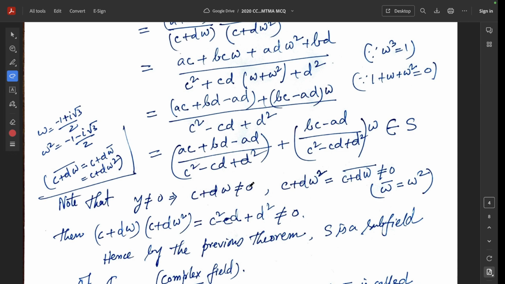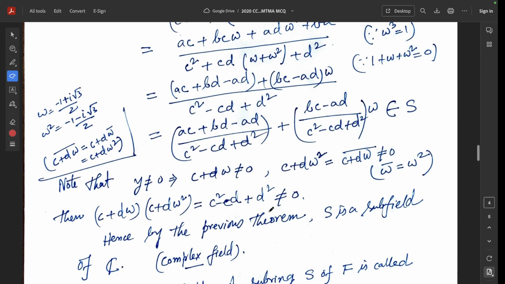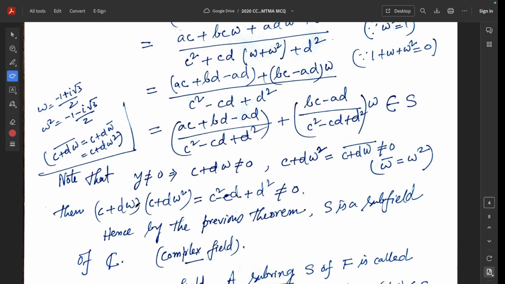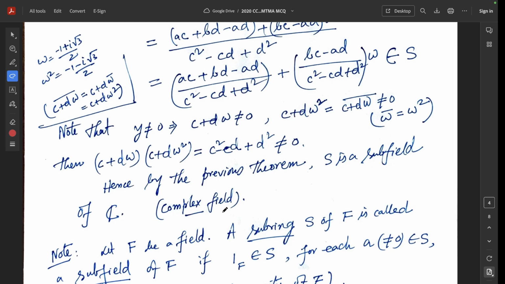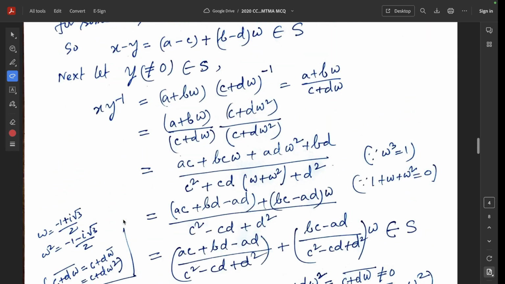So C plus D omega is not equal to 0, as well as C plus D omega square is also not equal to 0, and multiplying these, we get C square minus CD plus D square. So this is not equal to 0, this is not equal to 0, so this is not equal to 0. So the denominator is not equal to 0. Hence this element belongs to the set S. Hence by the previous theorem, S is a subfield of the complex field C.